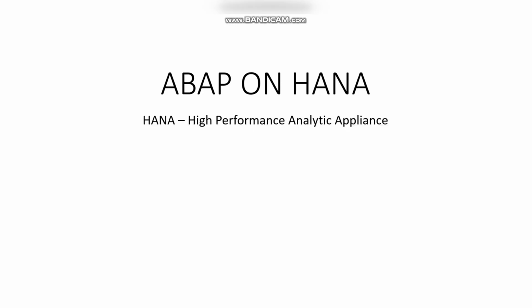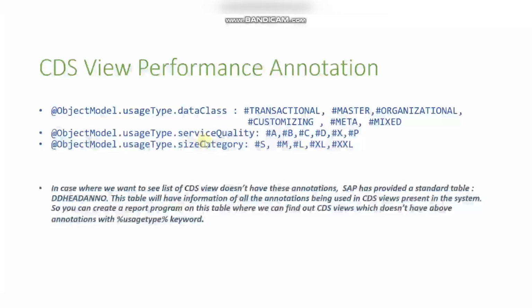In today's video, we will be discussing the performance annotations, or the service quality annotations, which are available in the CDS view. So let me go to the first slide. These are the CDS view performance annotations. What are these? Usage type, data class, service quality and size category. And we have different values available for each of these annotations.